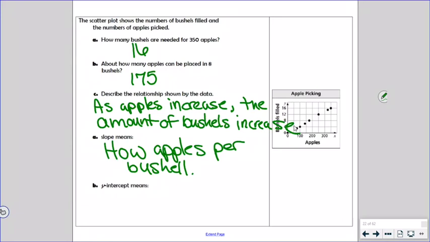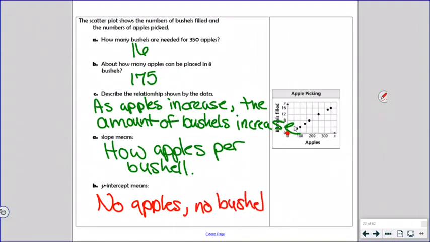And of course, the y-intercept lives right there in this red dot. No apples, no bushels. Of course, you could probably say a better sentence than that. Like, the y-intercept means if you don't have any apples, you're not going to fill any bushels. Something along those lines. I'm being a little lazy.